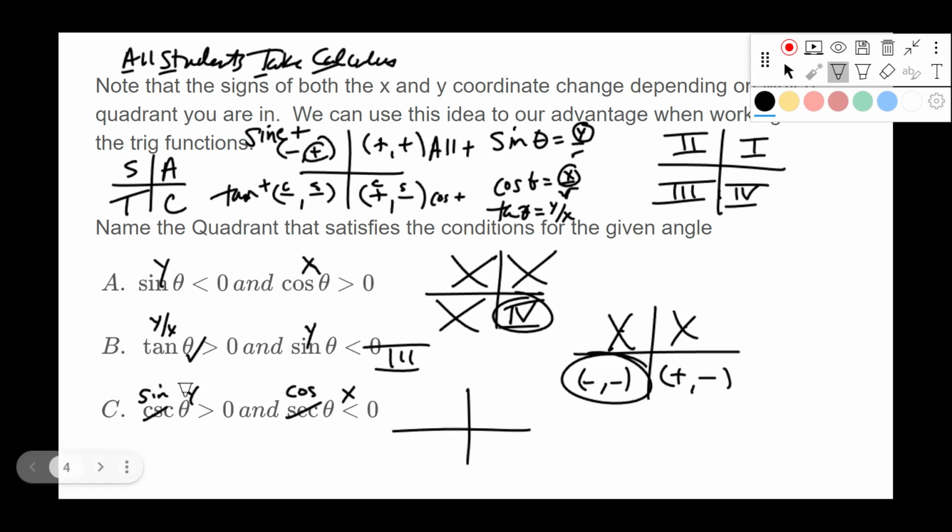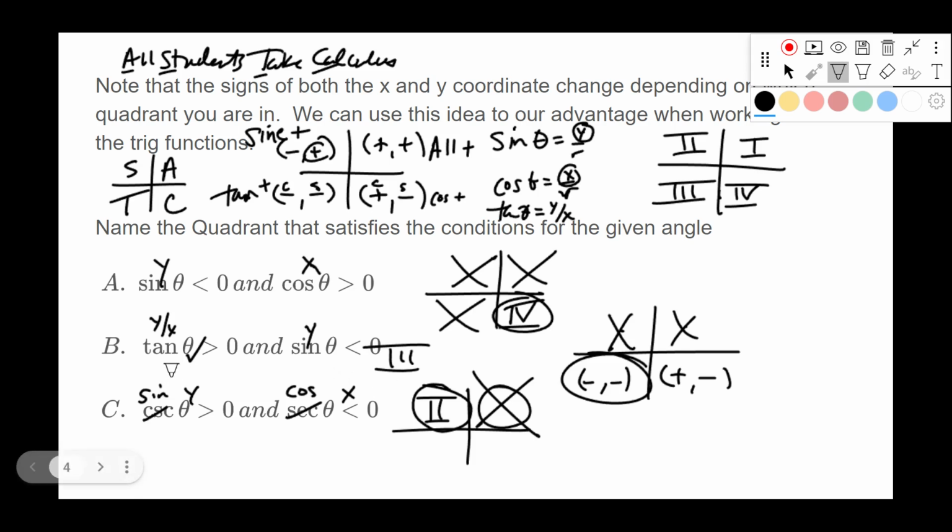Sine y is positive. So where's the y positive? Well, the y is positive there and there. So those could both be the answer. The cosine is negative. X coordinate's negative. So it's not there. It must be here. X is negative, y is positive. That's quadrant 2. That's the answer.